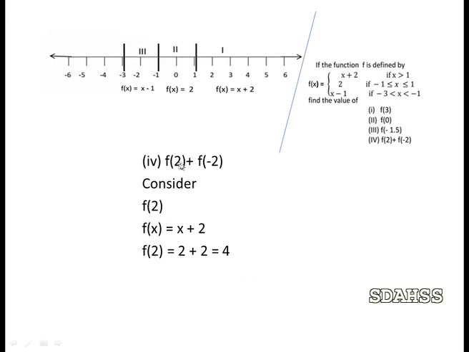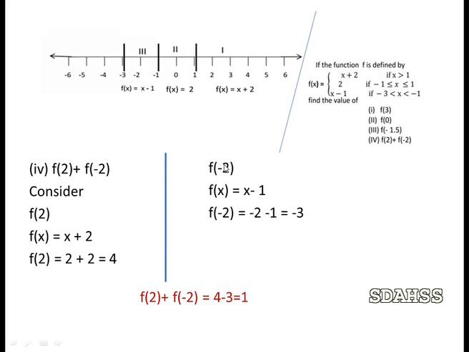Subdivision 4. F of 2 plus f of minus 2. Here two numbers are combined together. So consider the first one, f of 2. 2 is located in the first interval. Its function is f of x is equal to x plus 2. Now substitute x is equal to 2 in the function. So f of 2 is equal to 2 plus 2, equal to 4.